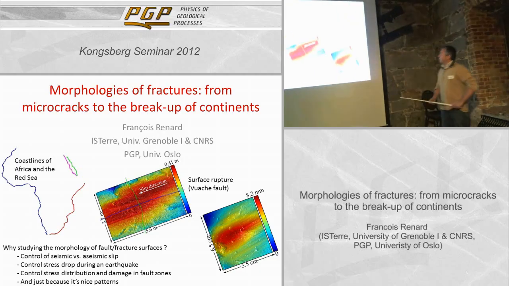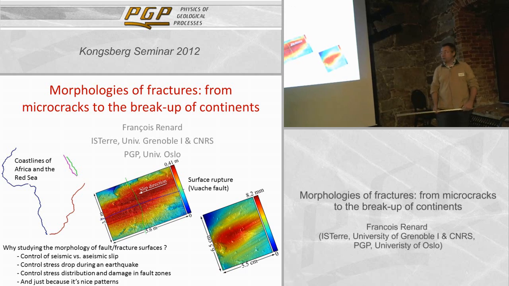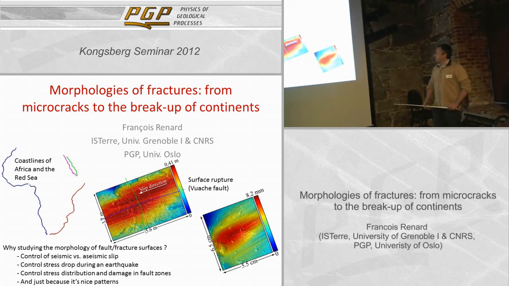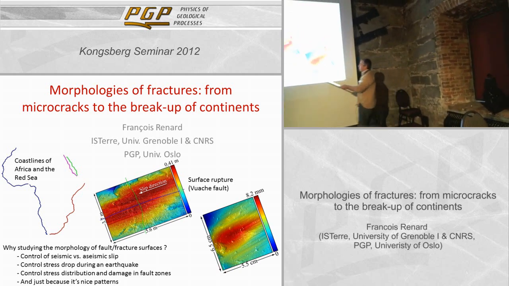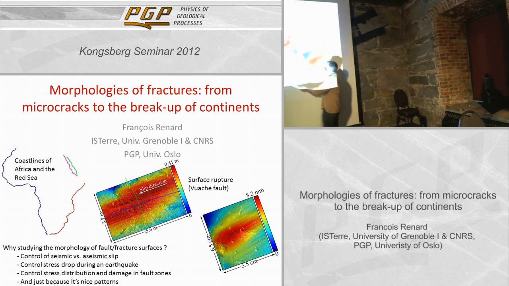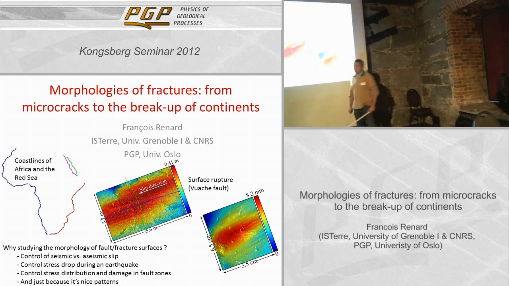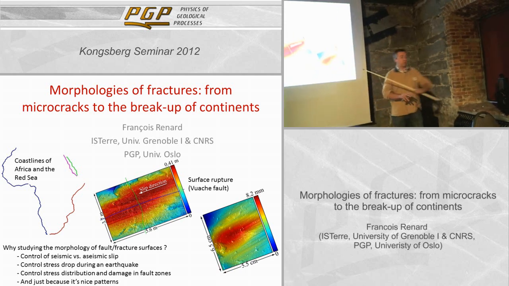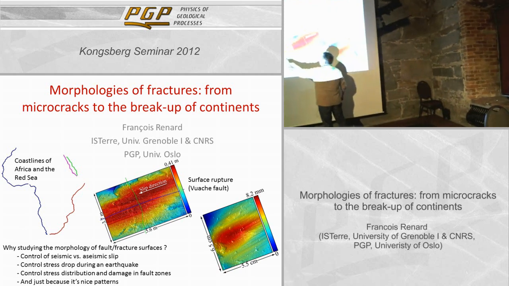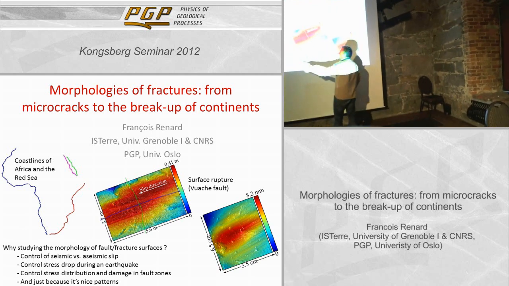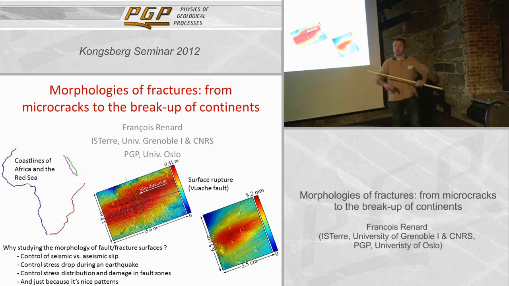My talk will be around the morphology of fractures, and we will try to cover scales from a small hand sample, going almost to the micron scale, to the scale of fault surfaces, meter to several meters, to even the scale of the shape of continents, because continents are plates that break. The shape of Africa, for example, looks very like South America. It's just because these two parts broke away, so it's like a big fracture.